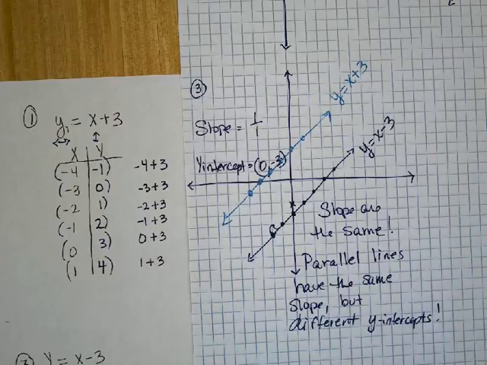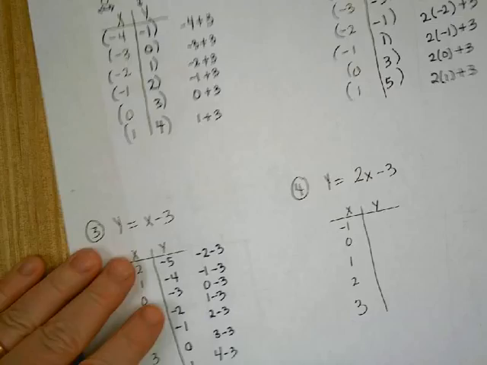What would happen if they had the same slope and the same y-intercept? They'd be right on top of each other. It'd be the very same line. So we have to say two things. We have to make sure they have the same slope, but they have different y-intercepts. Okay, let's look at number 4 down here.